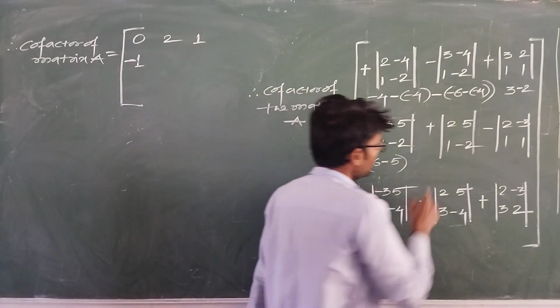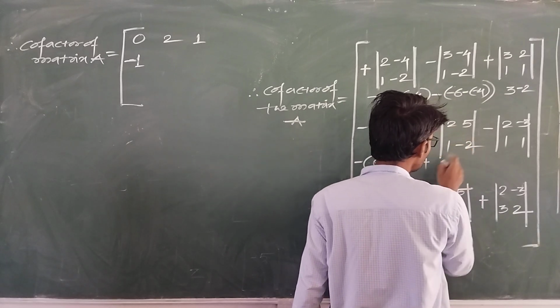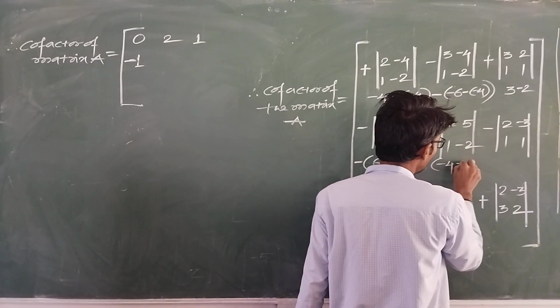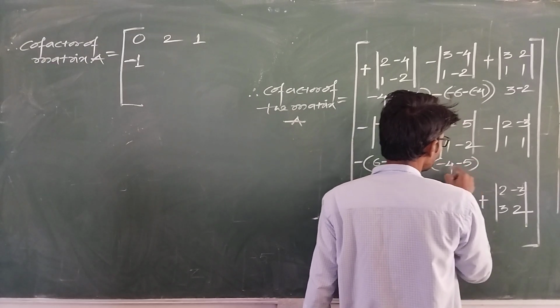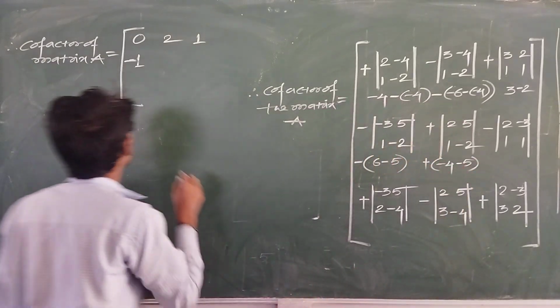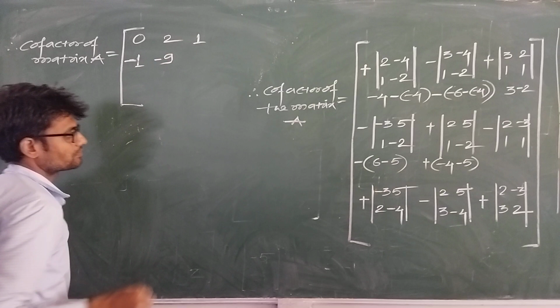Plus you write as it is. 2 into minus 2 is minus 4. Next, minus 1 5 is 5. So minus 4 minus 5 is minus 9. So here you write minus 9.